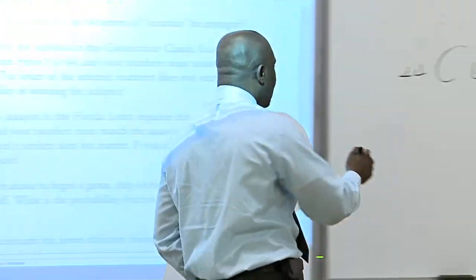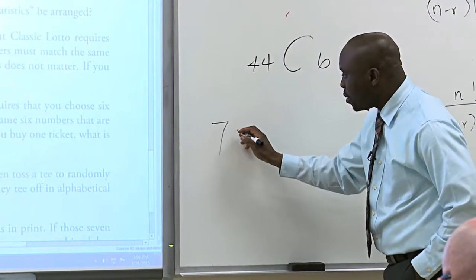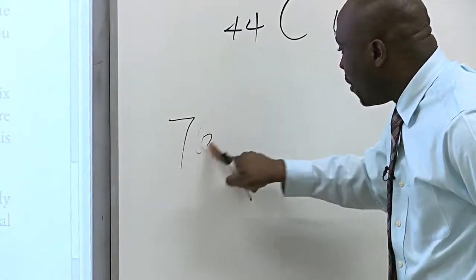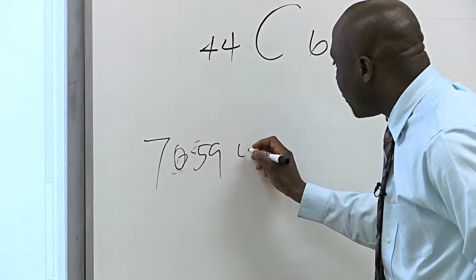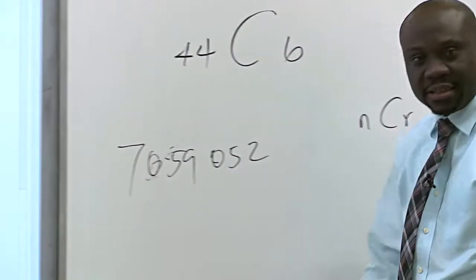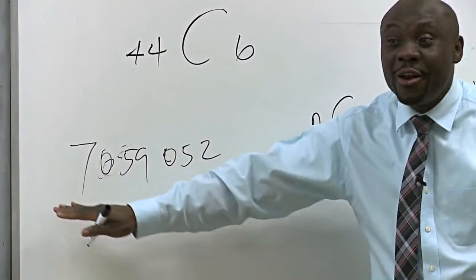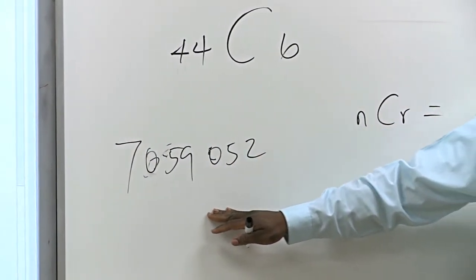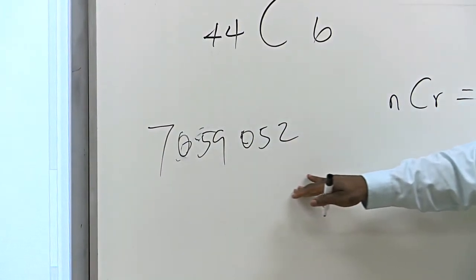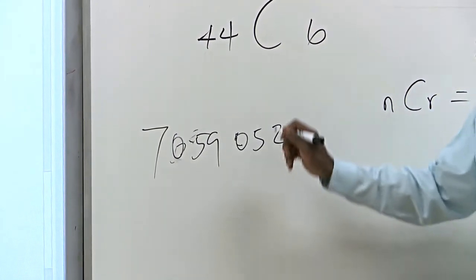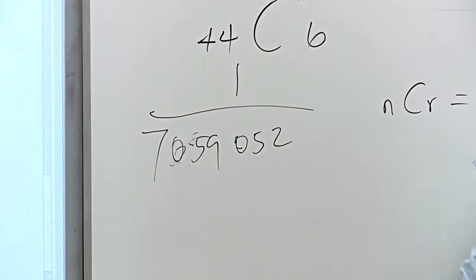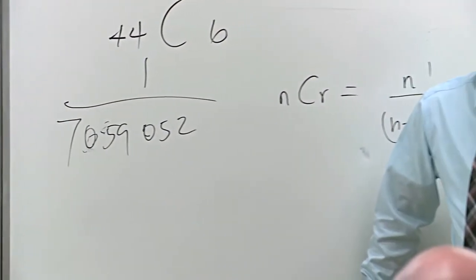Calculators. 7 million, 059,052. And out of these combinations, how many of them will be selected by the company? 1. So what's the probability of winning this lottery? 1 out of that.